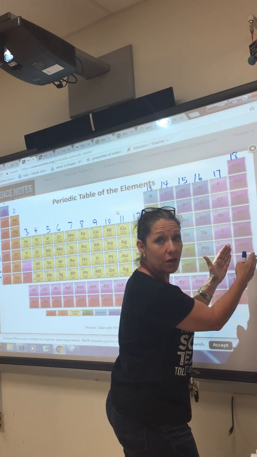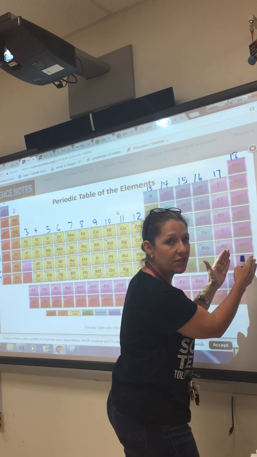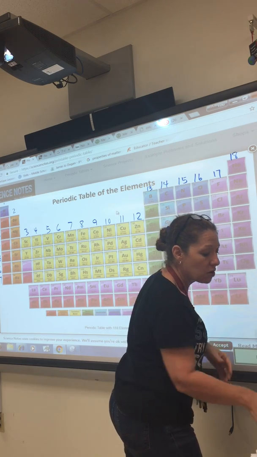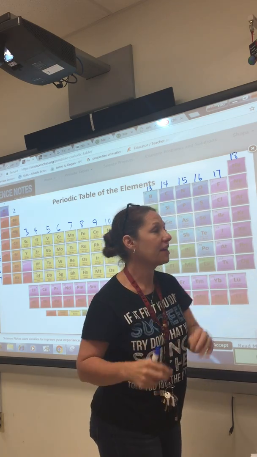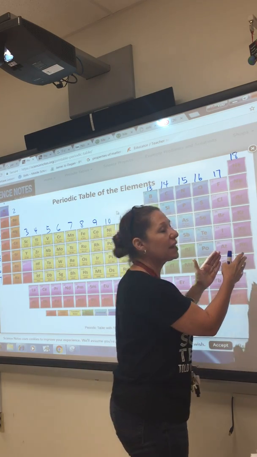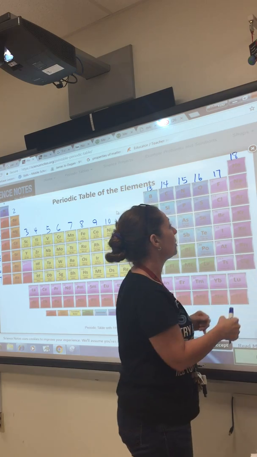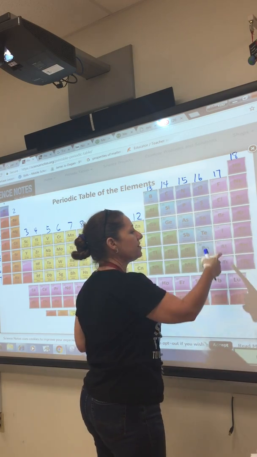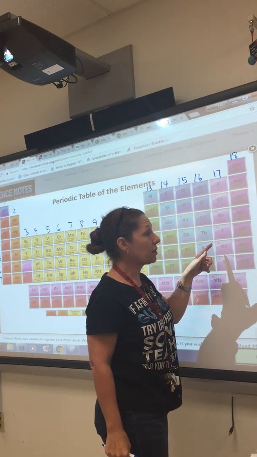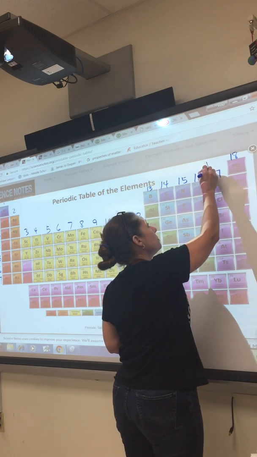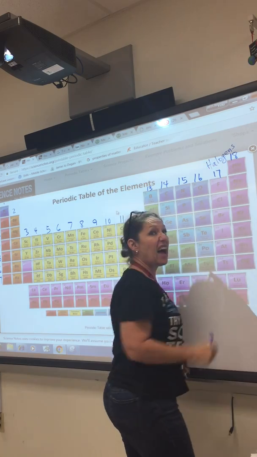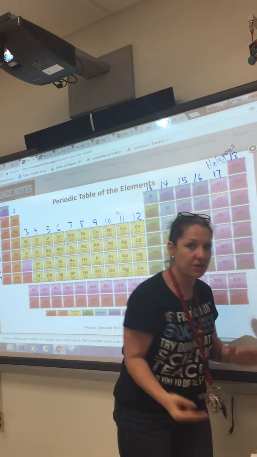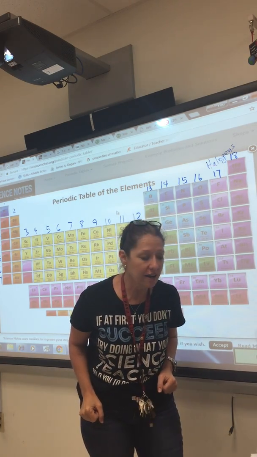These are noble gases. They are very stable. They follow what we call the octet rule because they have 8 valence electrons, okay? So they don't like to combine with a lot of people. Okay. Group 17 are halogens, okay? Halogens have 7 valence electrons. They're highly reactive.